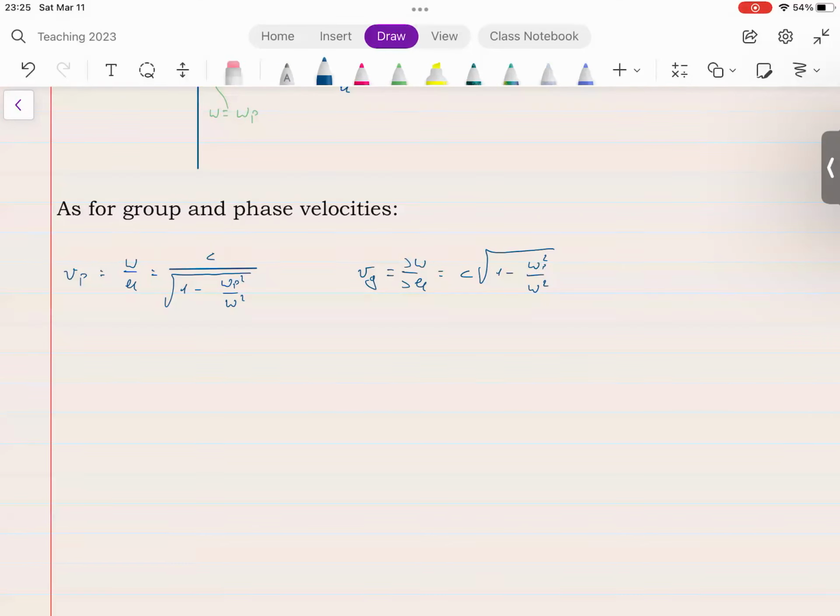The group velocity is the energy propagation velocity, the velocity with which the energy propagates, and that goes to 0 as omega goes to omega plasma.